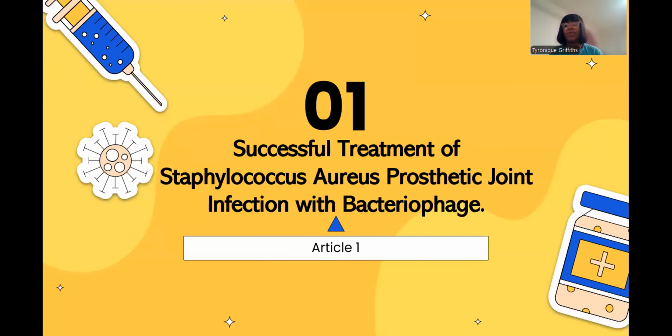Hi, my name is Tarini Griffiths, and I am also a part of Group 2. My first article that I will be discussing is titled Successful Treatment of Staphylococcus aureus Prosthetic Joint Infection with Bacteriophage.